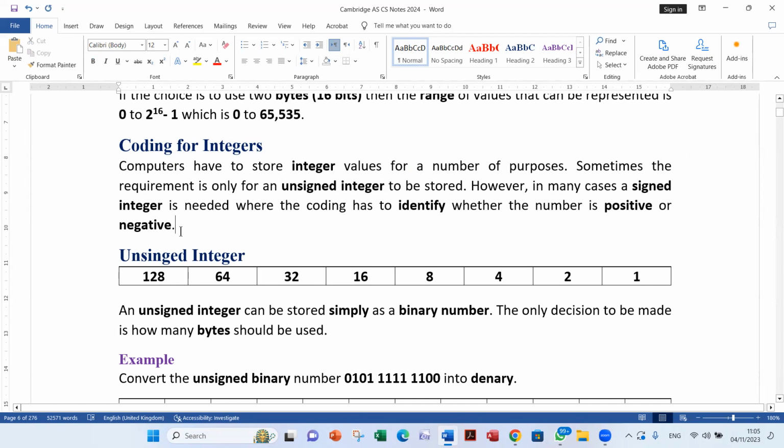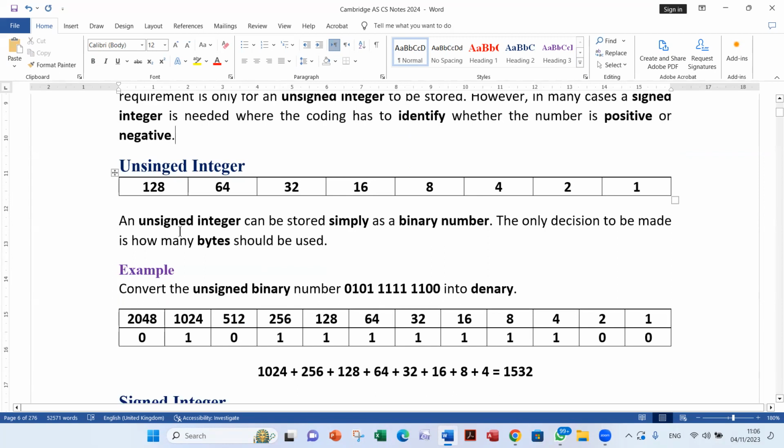Okay, so here in the AS, we are studying it in a more general case. If a number is only positive, then we call it unsigned integer. If a number can be positive and negative, then we call it signed integer. In the O level, it used to be 2's complement. Here, you may have some additional pieces of information. So unsigned integer: if you have 8 bits, your weights will be 1, 2, 4, 8, 16, 32, 64, 128. An unsigned integer can be stored simply as a binary number.